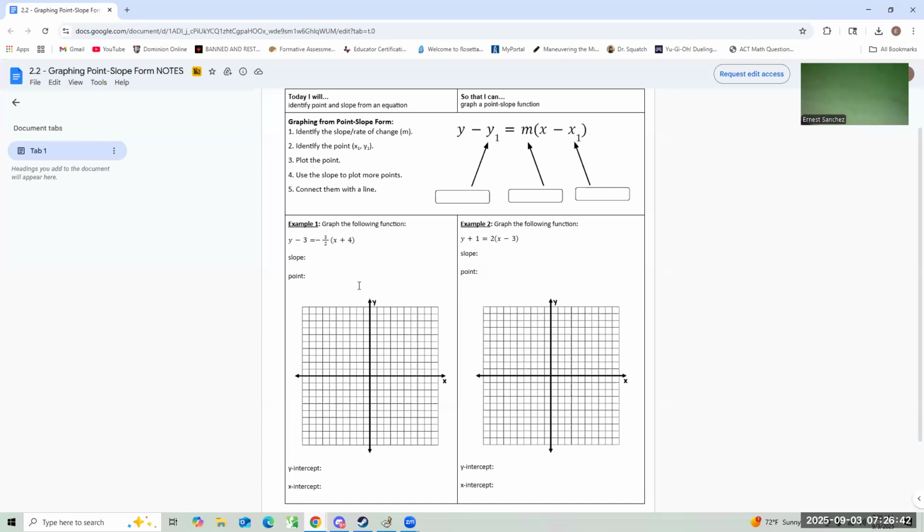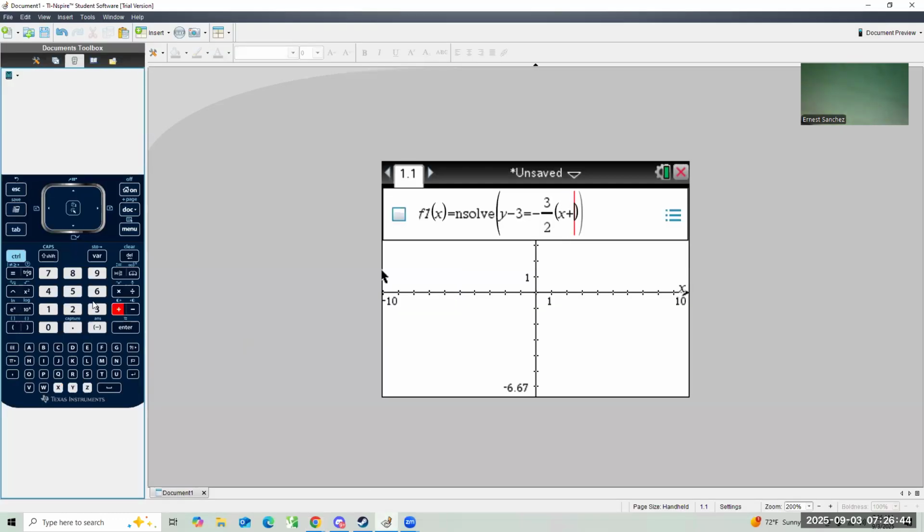So x plus 4. Sorry, you have to keep going back and forth, guys. All right, x plus 4. Those both need to be in parentheses. Now, I'm going to close my parentheses for this x plus 4. Now, once you're done typing the equation, anytime you have nsolve, you have to put what you are solving for.